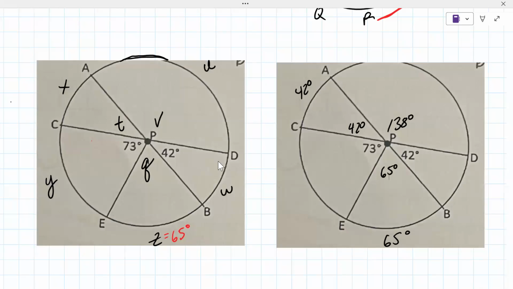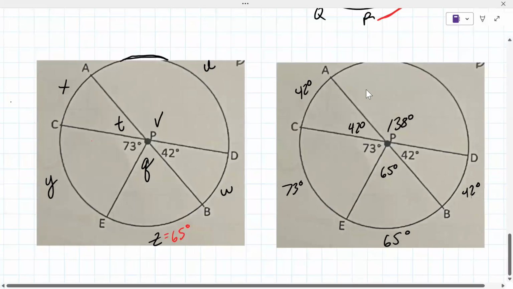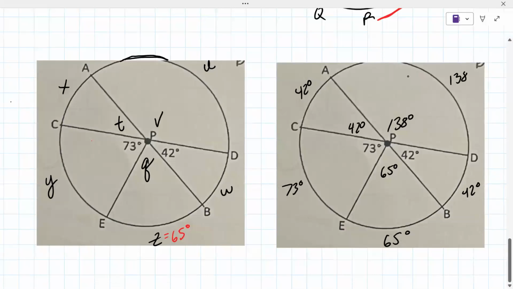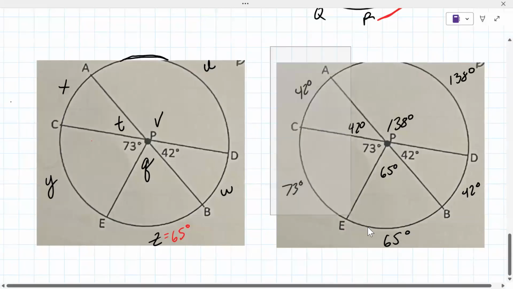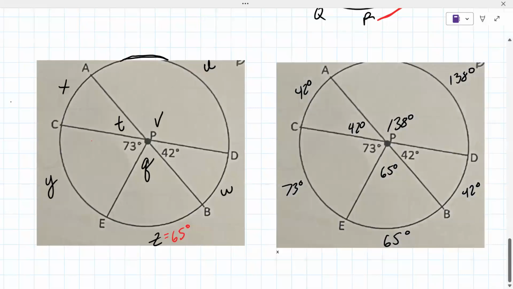Would Y be 73 as well? Yes, that's a central angle, so the intercepted arc is the same. And would W be 42 as well? Yes, 42 degrees. Last one, what is U? 138. Okay, very good. Now, we don't know if we need all these, but it's really good to find all of them because they might come in handy here.